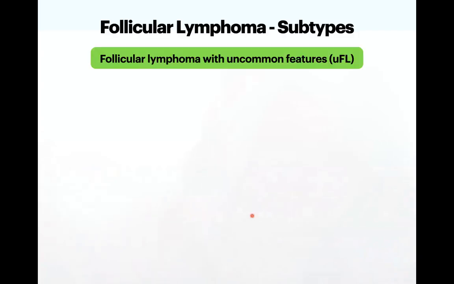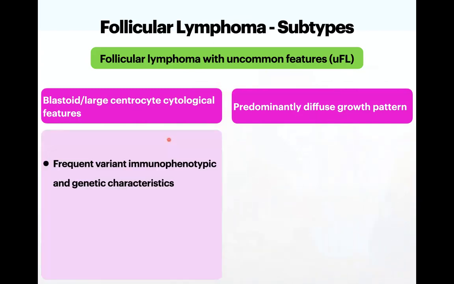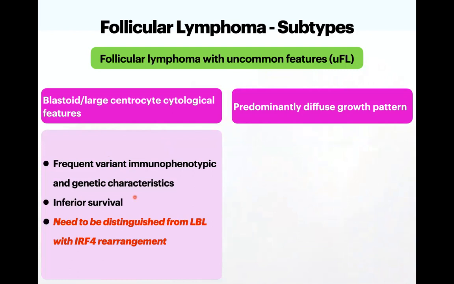So the third subtype of follicular lymphoma is follicular lymphoma with uncommon features, that is UFL. It is further subdivided into two based upon the morphology. First is blastoid or large centrocyte cytological features, and the second is with predominant diffuse growth pattern. The blastoid one frequently shows variant immunophenotypic and genetic characteristics. The genetic and immunophenotypic characters don't resemble the classical follicular lymphoma. This is very frequent in this category. It is associated with inferior survival, and it needs to be distinguished from large B-cell lymphoma with IRF4 rearrangement.